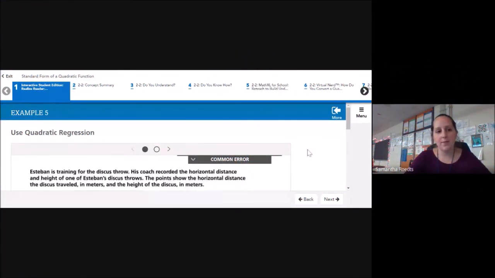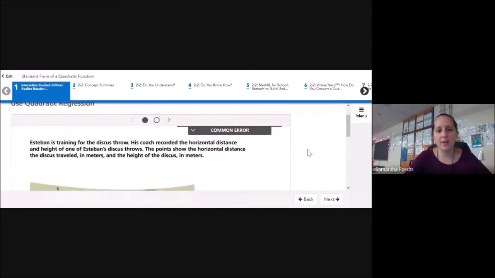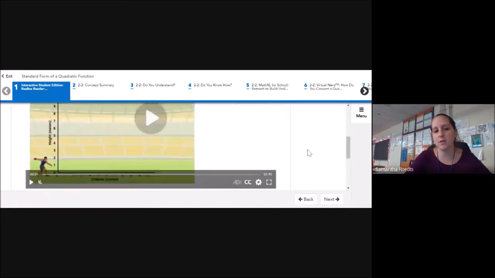All right, example 5, use quadratic regression. Esteban is training for the discus throw. His coach recorded the horizontal distance and height of one of Esteban's discus throws. The points show the horizontal distance the discus traveled in meters and the height of the discus in meters.